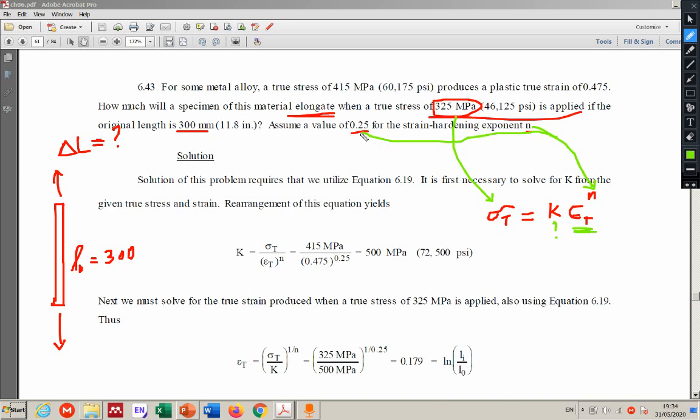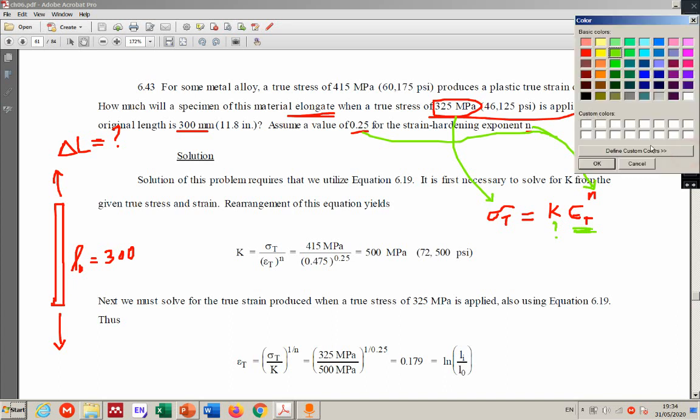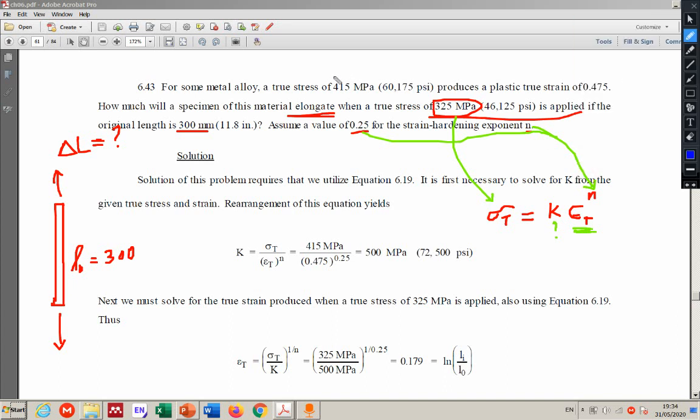Now you remember we said that K and n are constant for a material. So in order to find K, I need a case in which the true stress and true strain are known. That's going to be the first given information. He says that a true stress of 415 megapascal will produce a true strain of 0.475. I can use those two to find K, because K and n are constants.